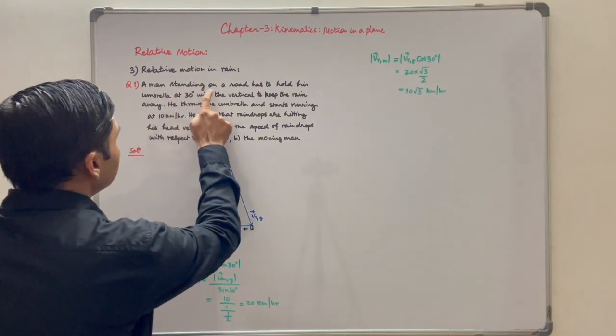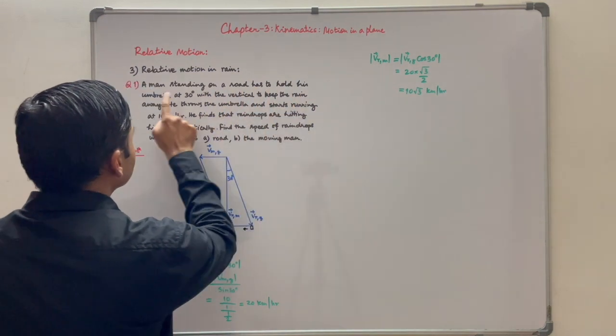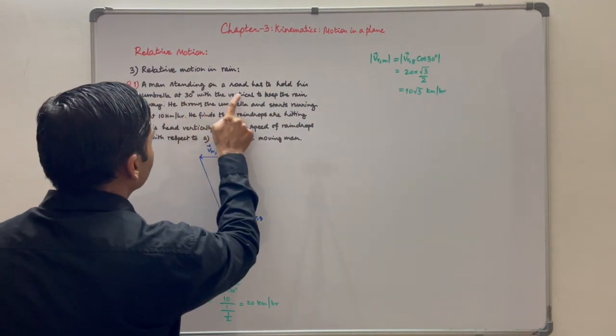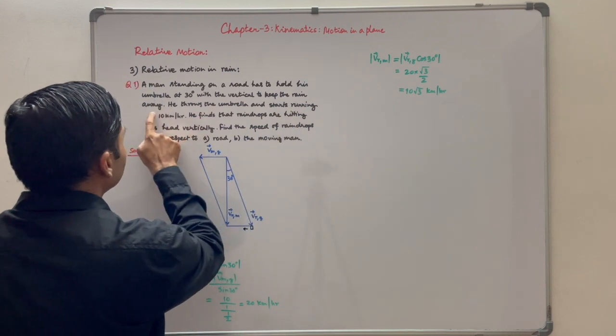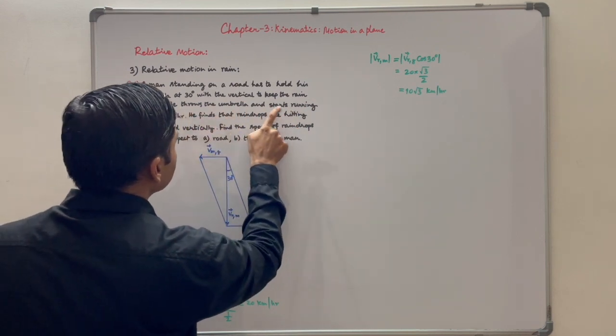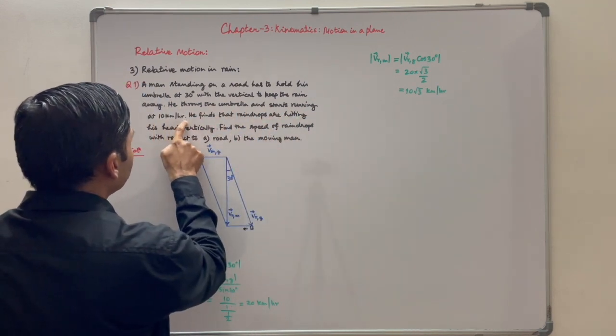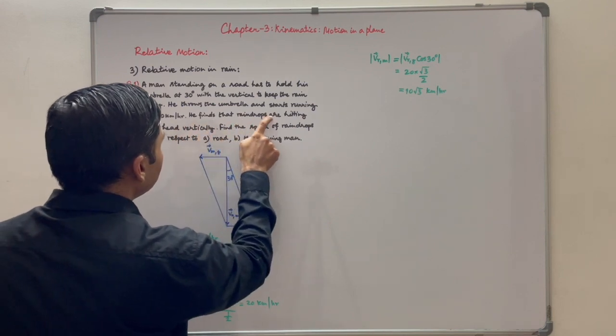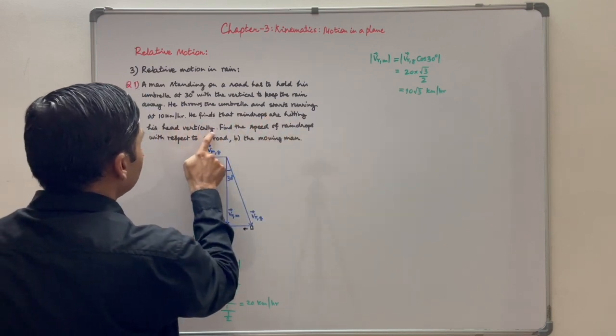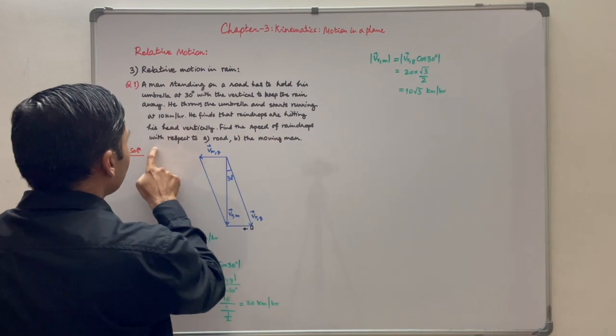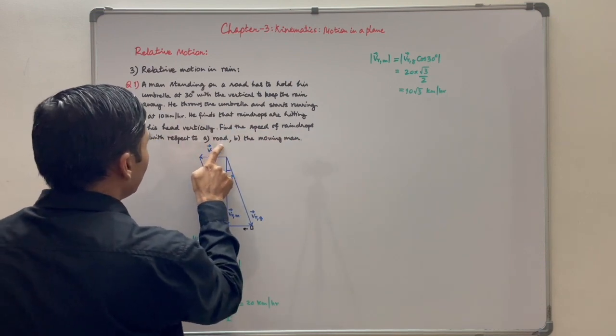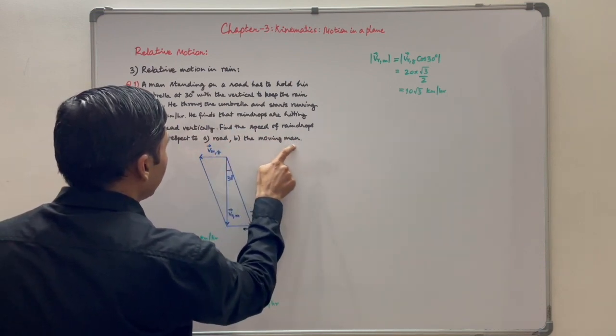A man standing on a road has to hold his umbrella at 30 degrees with the vertical to keep the rain away. He throws the umbrella and starts running at 10 km per hour. He finds that raindrops are hitting his head vertically. Find the speed of raindrops with respect to part A, the road, and part B, the moving man.